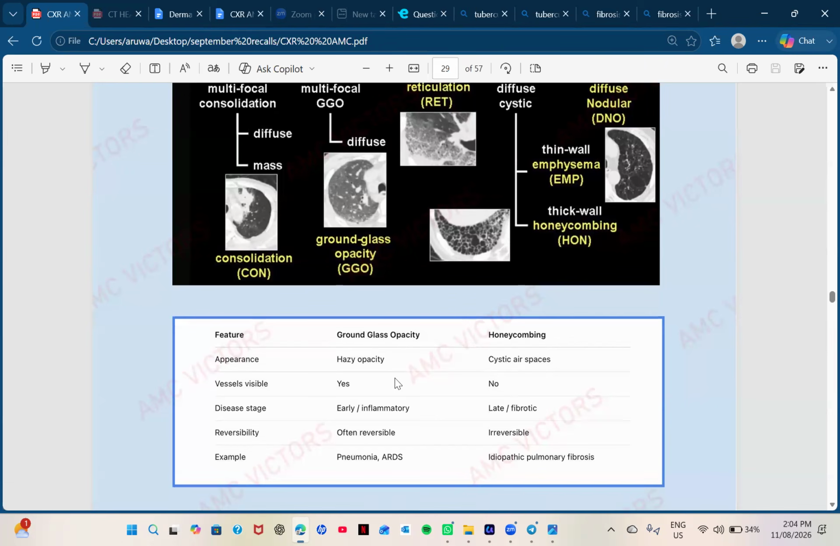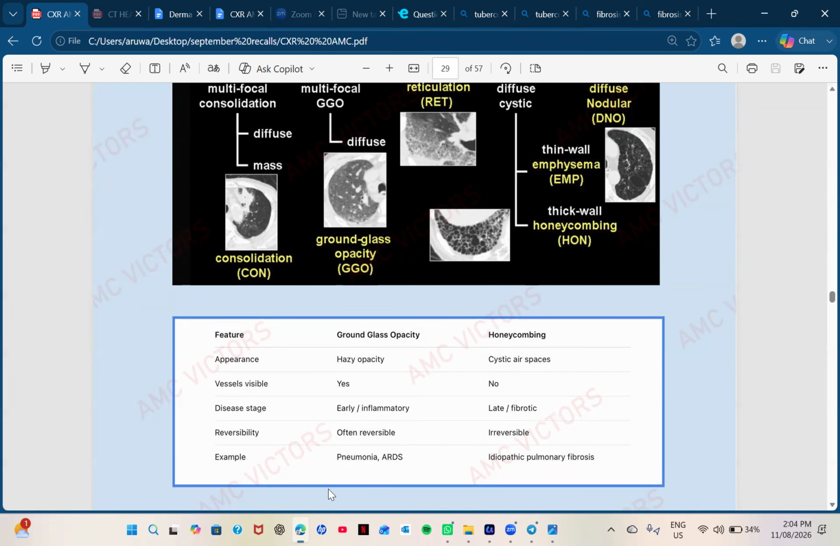Usually you can see the ground glass opacity in early inflammatory cases, and if it is a late scenario, you can see the fibrotic changes. In that case, we can see the honeycombing, right? Very important. Ground glass opacity, because it's initial, is often reversible. But if it is honeycombing in the late stage, the fibrosis is irreversible, right?